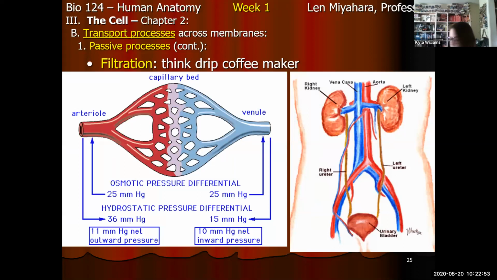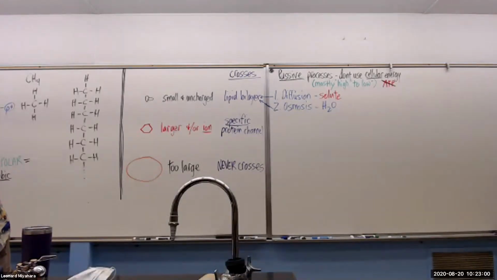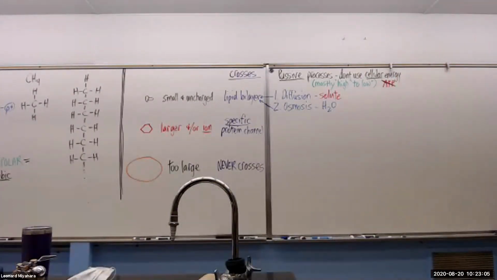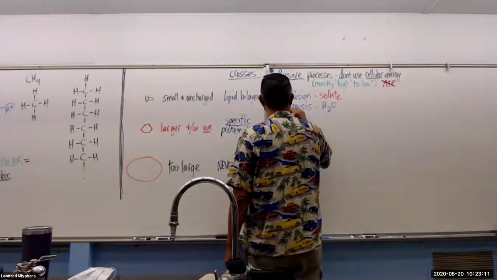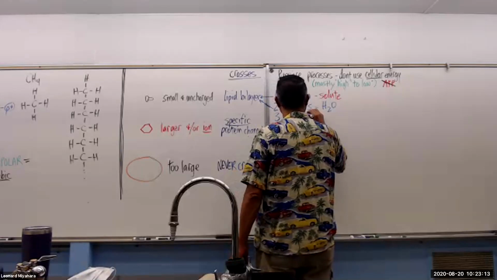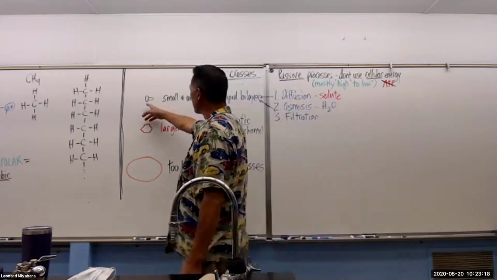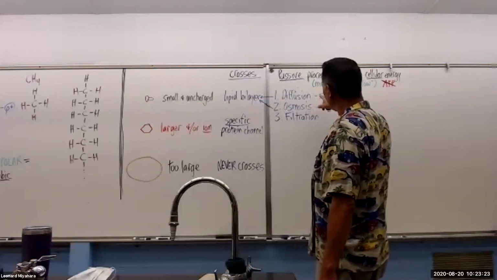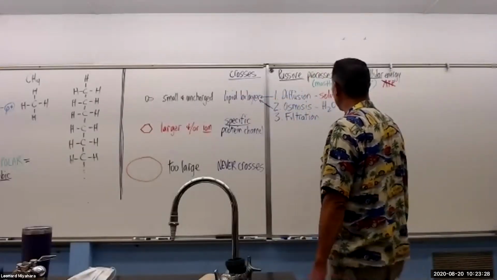Okay, filtration is a little bit different. Now let me just go to the whiteboard here, because I'm keeping track of passive, and I'm going to put over here active processes. And I'm going to go back to that animation that showed selective permeability, that small and uncharged thing, like water. It's going to the lipid bilayer. Diffusion and osmosis are examples of that. Filtration is not, and I'll tell you why.